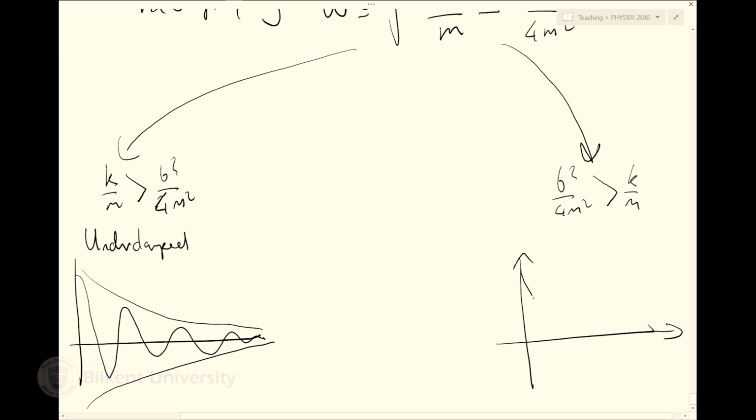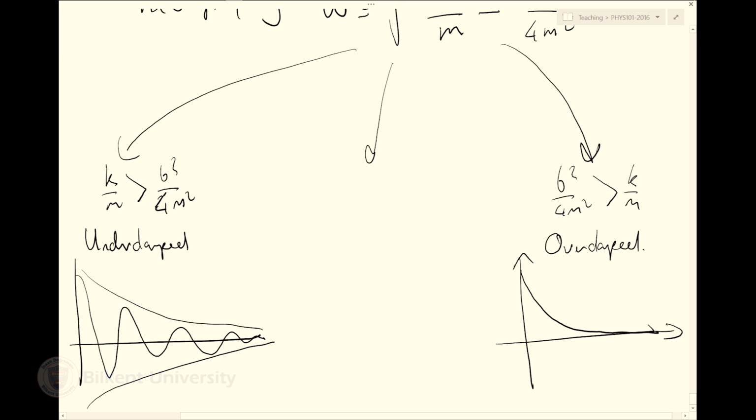Okay, you go to 0 very quickly. There is so much damping in your system, you cannot oscillate at all. You just directly go to your equilibrium position. Such a system is called overdamped.